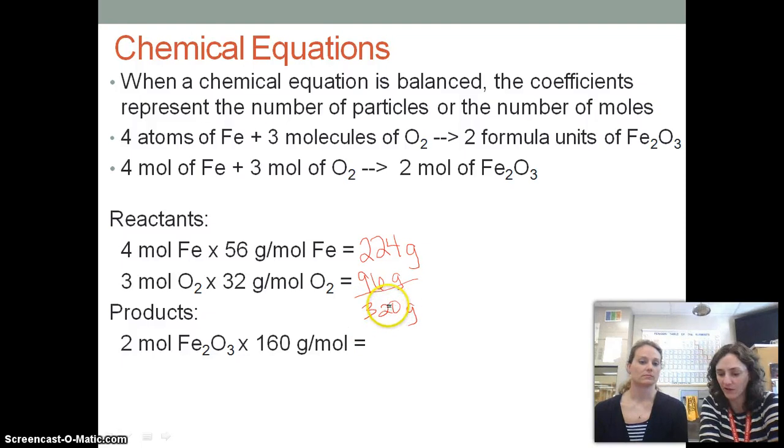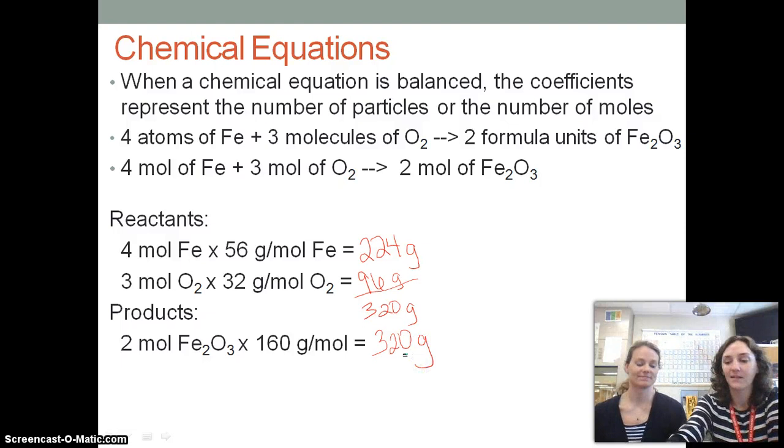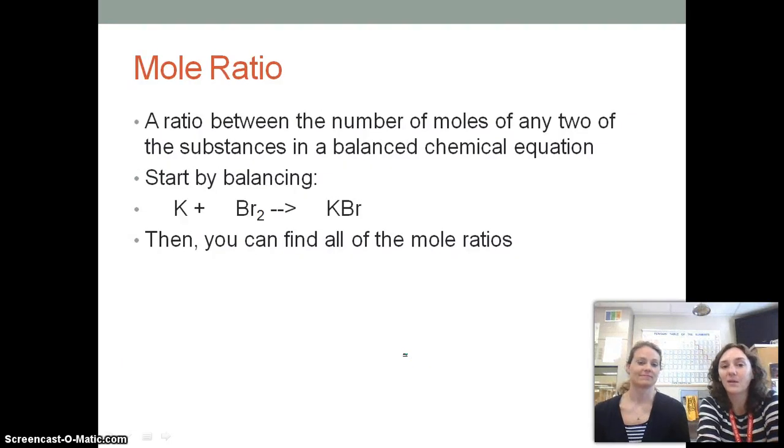You might have to write it in your notes off to the side, or you can do it this way. And then your products, you have 2 moles of iron oxide, and the molar mass is 160. So 2 times 160 gives us 320. So, based on the law of conservation of mass, our products equal our reactants. Yay! Now, we have to talk about mole ratios.